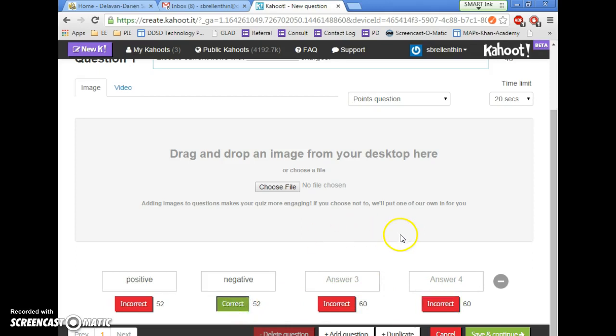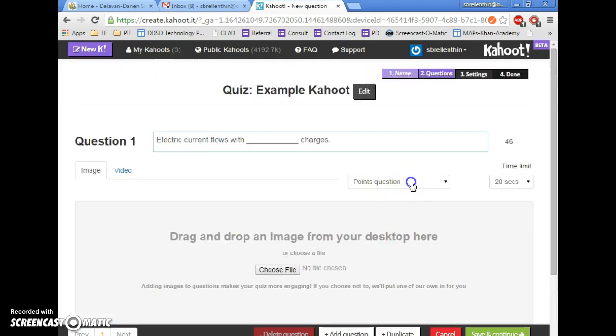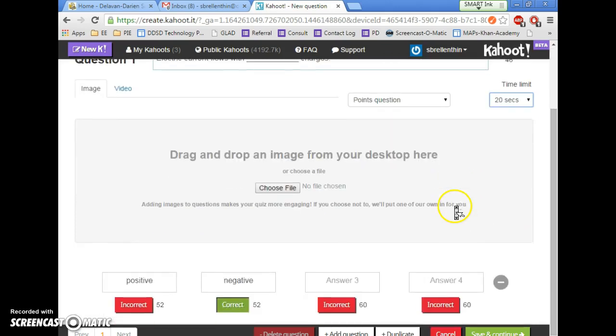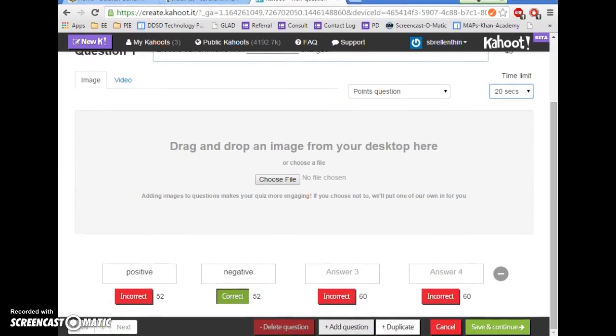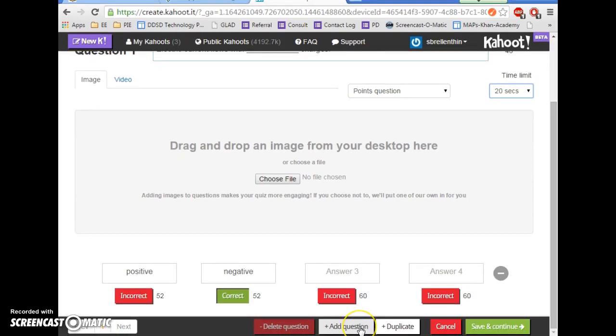So click that. You can make this a points question, so a question worth points or no points, depending on what your preference is. The kids really like it if you do points here. You can also set a time limit. 20 seconds is usually good enough for them to read the question and answer it, but it also makes it challenging and competitive. And then you go down here, it's kind of cut off on your screen. Let me move it down. But it's add question.